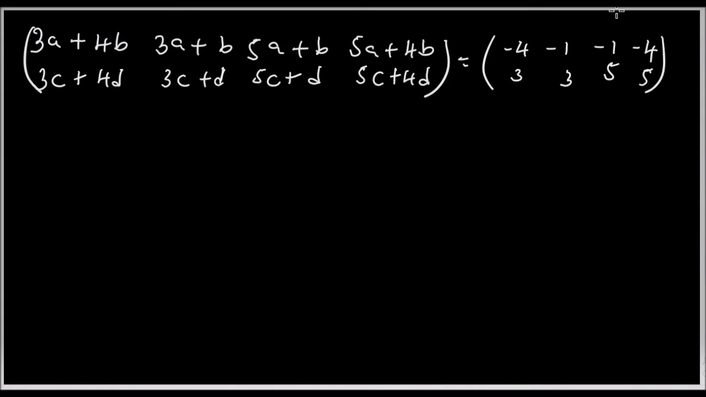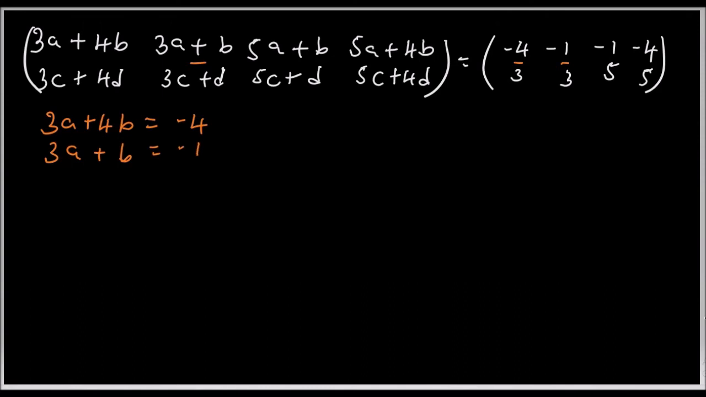So like I've said, if two matrices are equal, then the corresponding elements of the two matrices are equal. So we are going to say 3A plus 4B should be equal to the corresponding element, which is minus 4. Again, this element is equal to that. So we say 3A plus B is equal to minus 1.